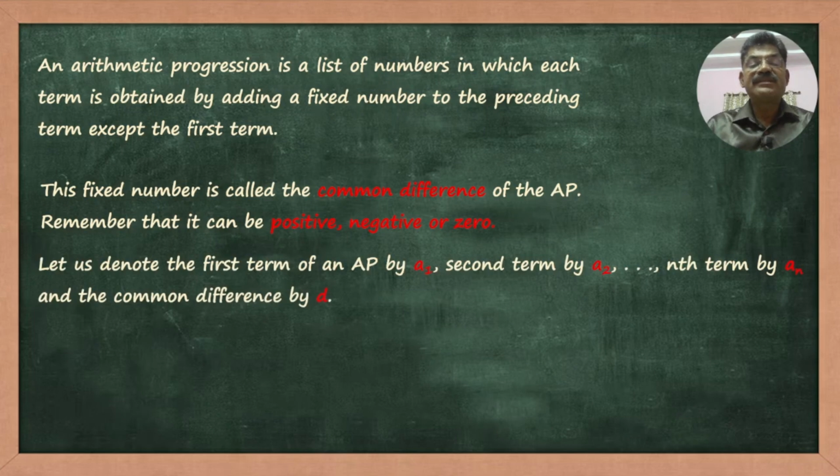Let us denote the first term of an arithmetic progression by A1, second term by A2, nth term by An, and the common difference by D. These are all universal notations. Therefore, A2 minus A1 is equal to A3 minus A2 is equal to An minus An minus 1 is equal to D. So, common difference of an arithmetic progression can be obtained by using any one of these formulas.